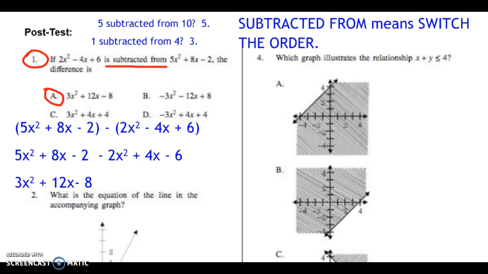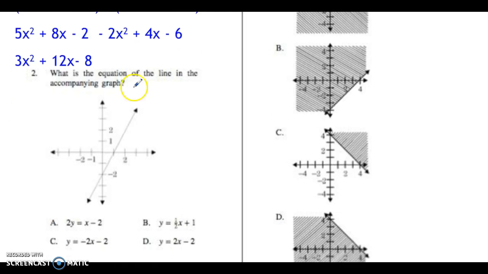Man, so smart. What is the equation of a line in the accompanying graph? Here's our y-intercept, which is negative 2. So we'll go through and eliminate all the ones that don't have that y-intercept, which is this guy. It's a positive line, so we're looking to eliminate all the equations that have negative slopes. This one has a negative slope, so that can't be it. This one's not solved for slope-intercept form, so I want to leave this alone for a second.